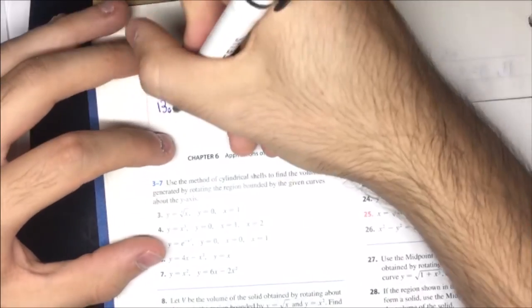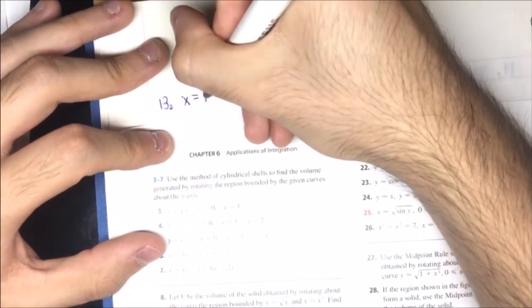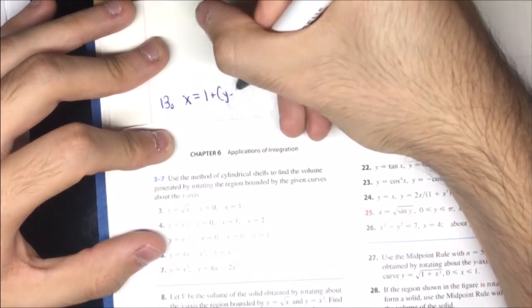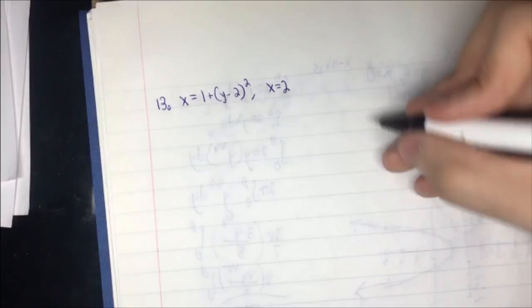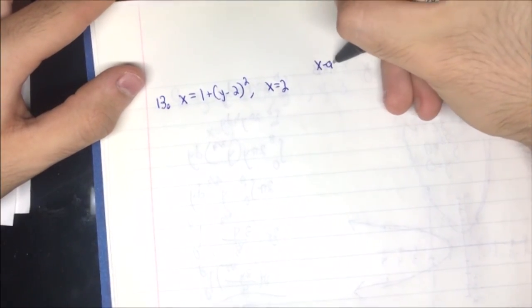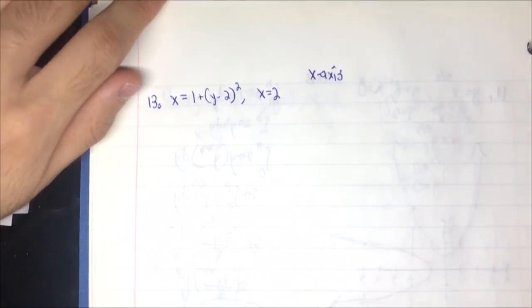Alright, so now we have to do number 13. So, number 13. This is what they gave us. x is equal to 1 plus (y minus 2) squared, comma, x is equal to 2. And it's all on the x-axis. That's important.